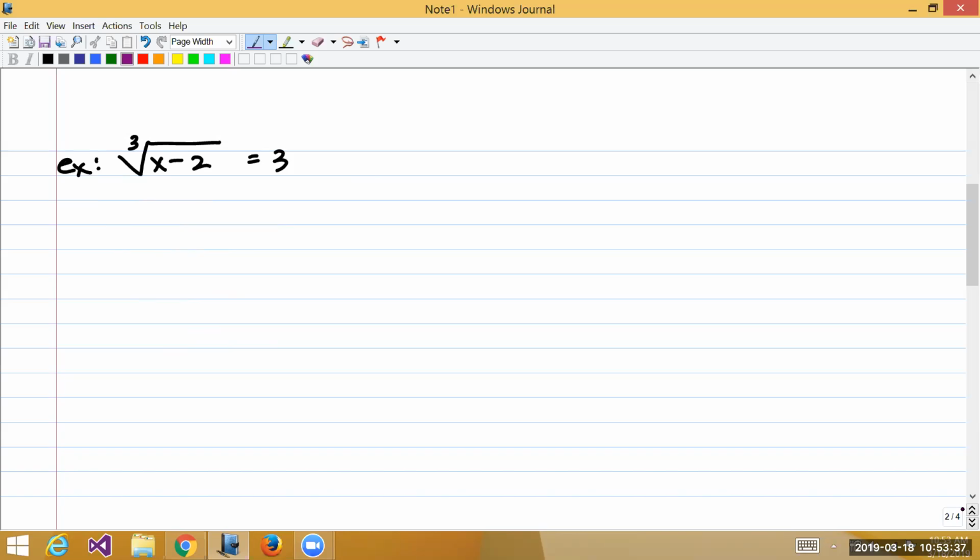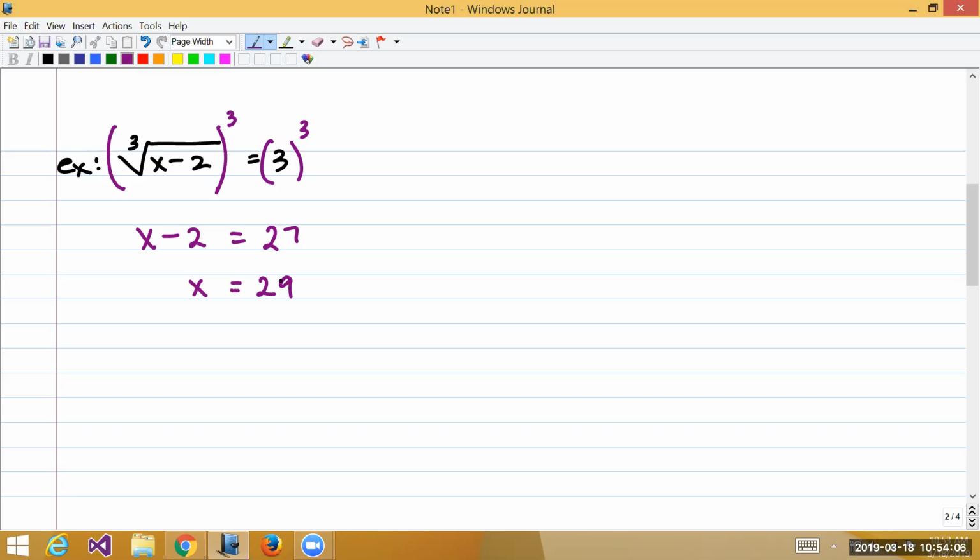The cube root of x minus 2 equals 3. So here the radical expression is isolated. To eliminate the radical, we have to do its inverse operation. So the inverse of cube root is to cube. So we'll raise each side to the power of 3. So that leaves us with x minus 2 equals 3 to the power of 3, which is 27. And we'll go ahead and add 2 to both sides, leaving us with x equals 29.